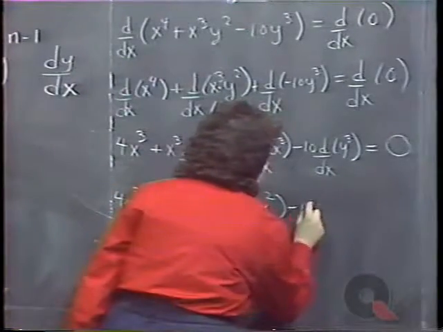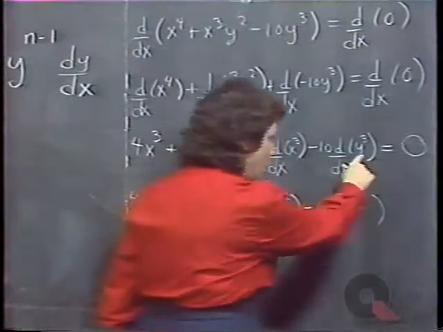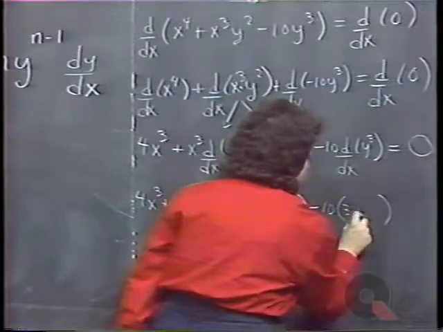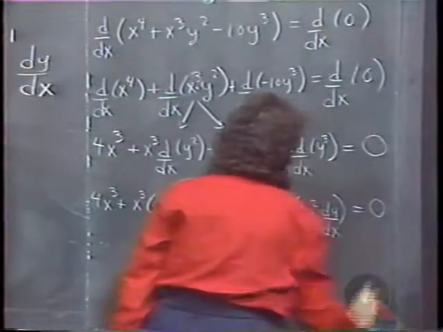Minus 10. Now, the derivative of y cubed with respect to x will be 3y squared dy dx, equals 0.